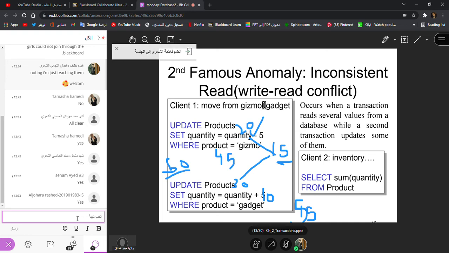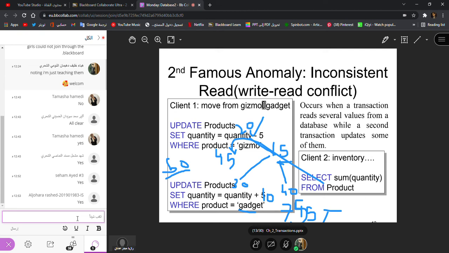But if you run this portion that says 30 plus 10, that is 40 for this. So it becomes 40, right? And if you add these two, 15 plus 40 is 55. Actually, this one is giving you 45, which is wrong. It should be 55. So it's giving you the wrong value, an inconsistent read.